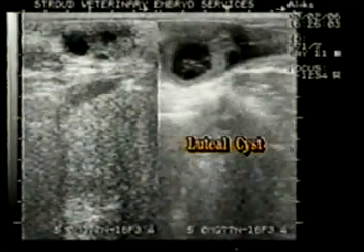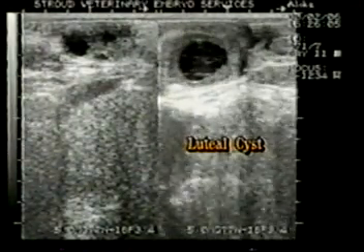This is a luteal cyst as evidenced by the thickened band of homogeneous luteal tissue surrounding the fluid-filled cavity. Green color highlights the luteal tissue.